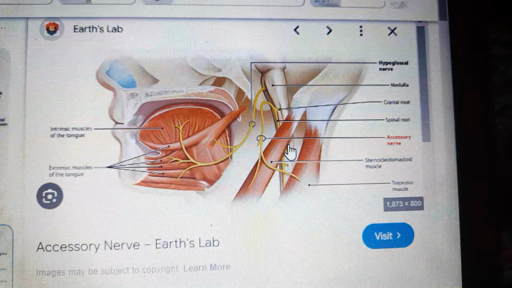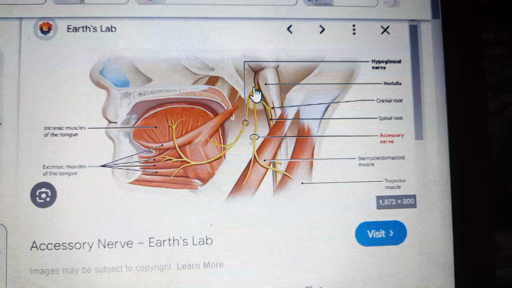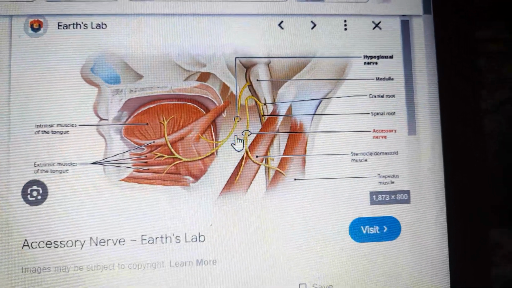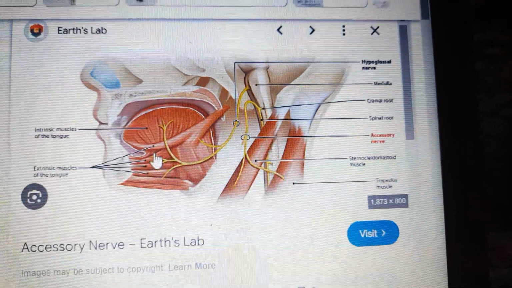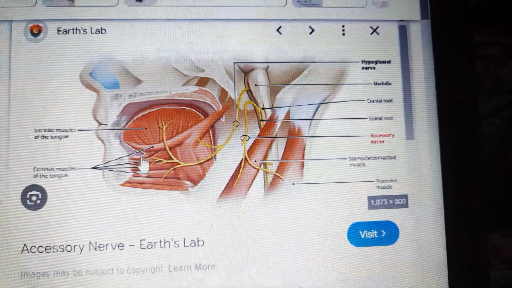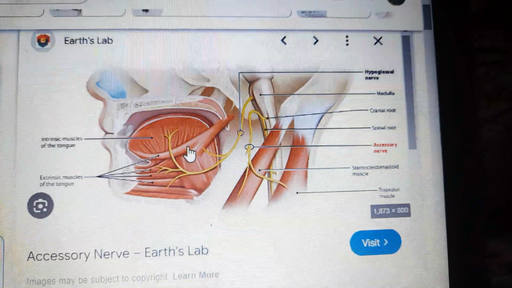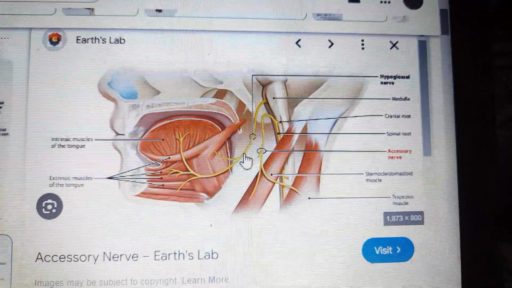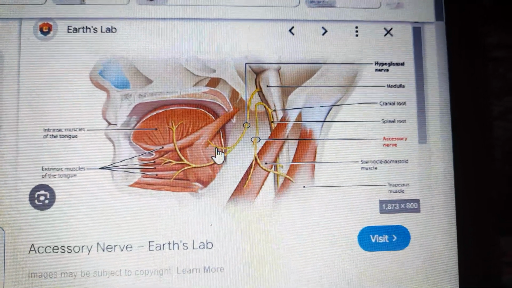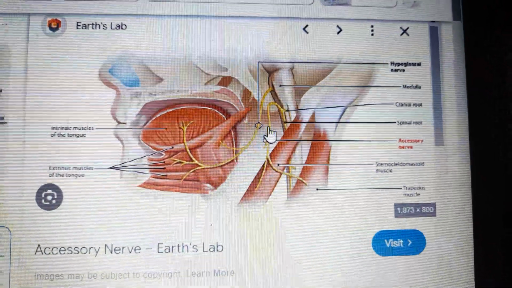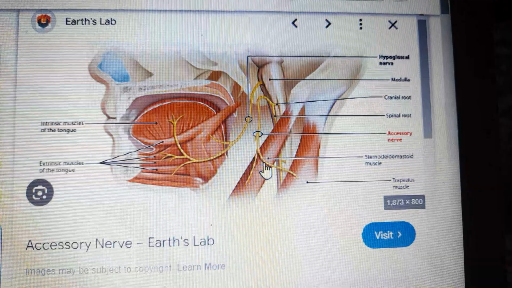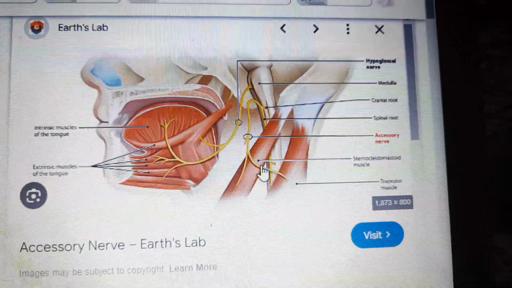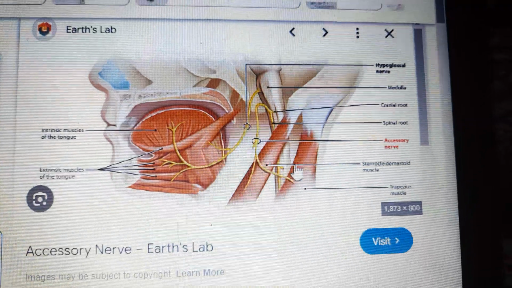Now if you look at this diagram, you can easily see the cranial portion. It is coming out, and it supplies the muscles of the pharynx and larynx through the recurrent laryngeal and pharyngeal branches, moving with the vagus nerve that you can see over here. Similarly, this is the spinal root. It comes downwards. One part goes deep and supplies the sternocleidomastoid muscle, the other passes through a triangle and supplies the trapezius muscle.